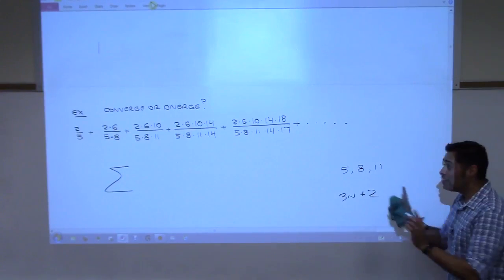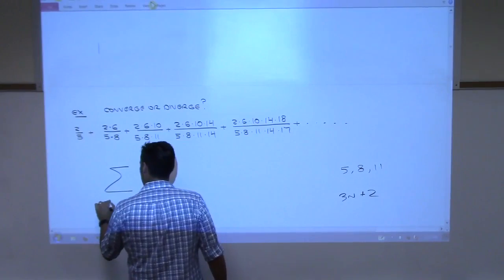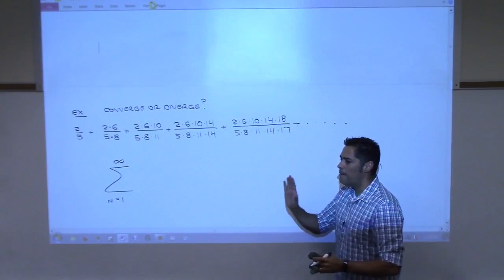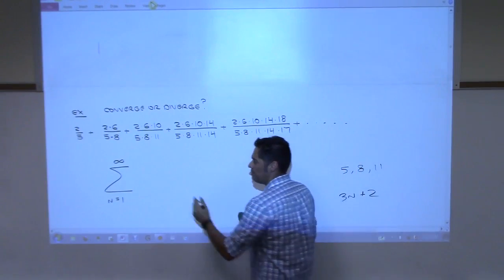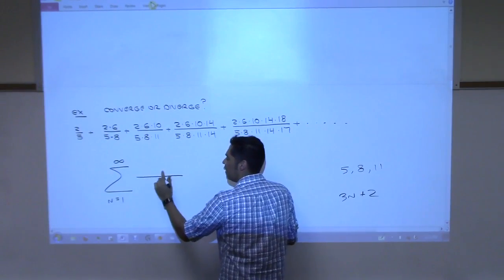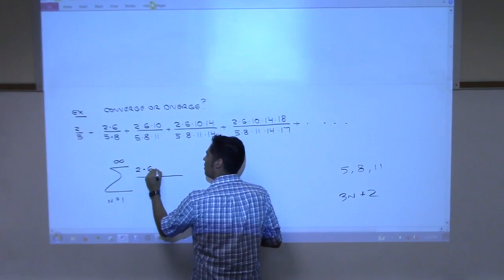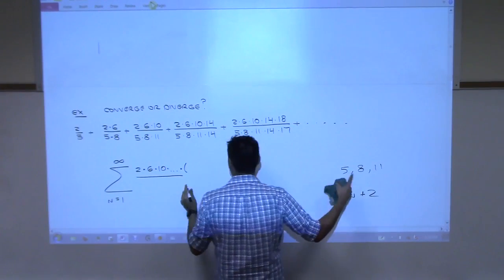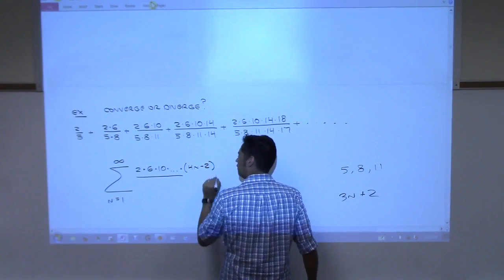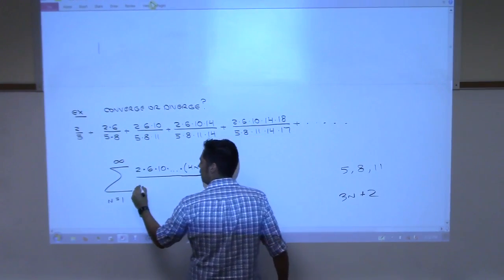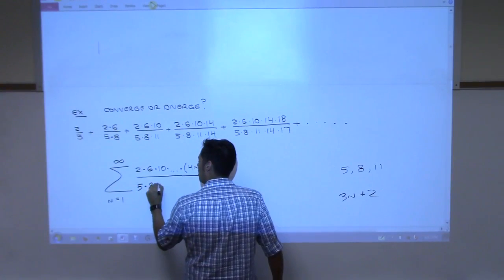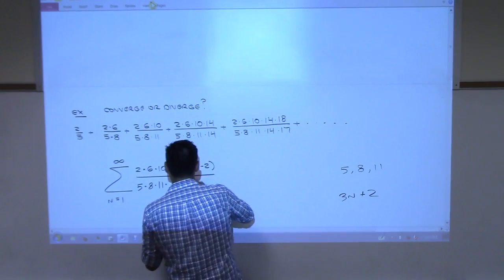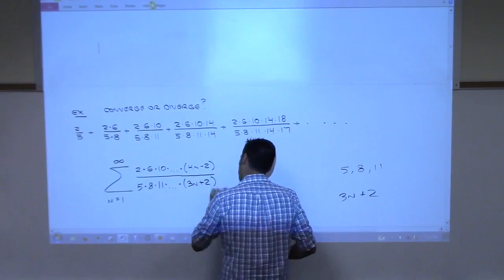Okay, so here's how we deal with it. And I know this is going to look weird. Sum n equals 1 to infinity. What I'm going to do is I'm going to show you the pattern of what I want this to be in here. My formula in here needs to be 2 times 6 times 10 times ... and stop at 4n minus 2. Just write that down. We'll talk about it in just a second. 5, 8, 11 times ... until you get to, not 5n, 3n plus 2.